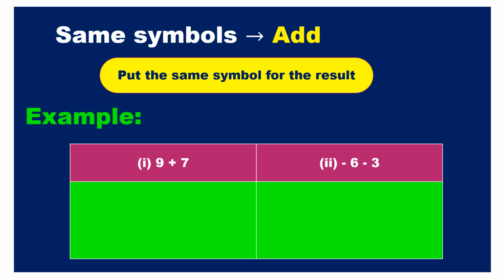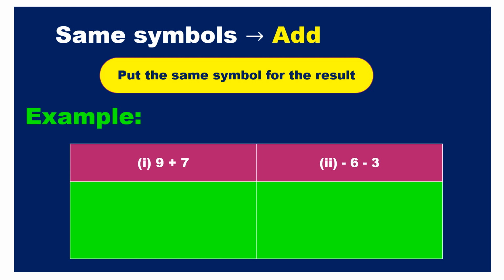Now next let us get the clarity of this problem also. Here 6 has a minus symbol before it. So the symbol of 6 is minus. So we'll call it minus 6. Even 3 has a minus symbol before it. So the symbol of 3 is also minus. So we'll read the question as minus 6 minus 3.